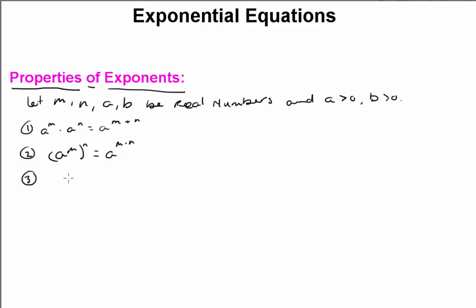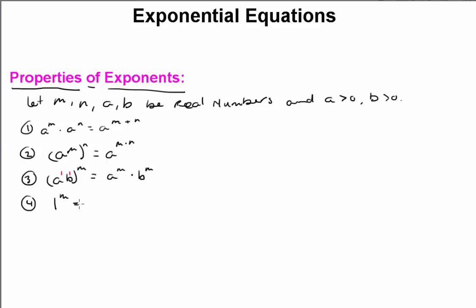Number three, if you have a times b to the m, then this will result in a to the m times b to the m. So in other words, you are going to, like before, multiply the exponents. It happens to be that the exponents of a is 1 and b is 1, and so m times 1 and m times 1 will be just m. Okay.